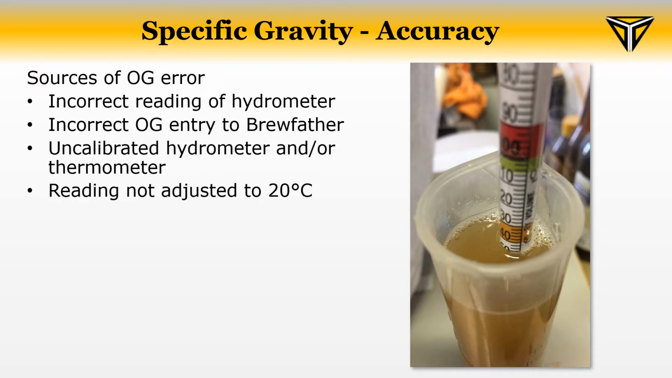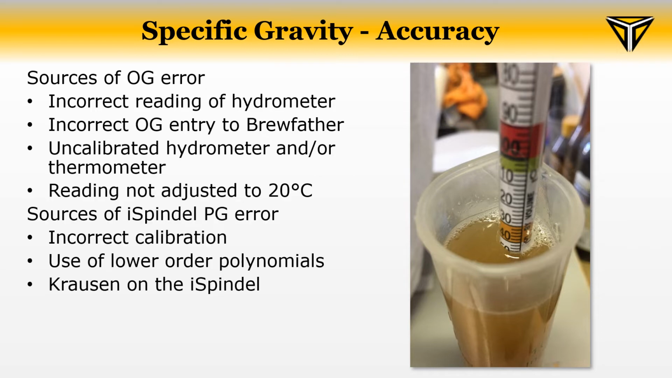A lot of what's displayed is very dependent on the information that you put in. And one of the key areas around that is the accuracy of the specific gravity measurement. There are quite a few sources of error, particularly in not reading to the bottom of the meniscus, and the other ones as described.